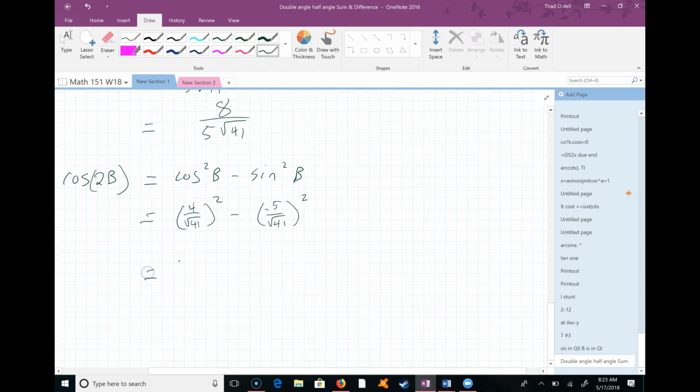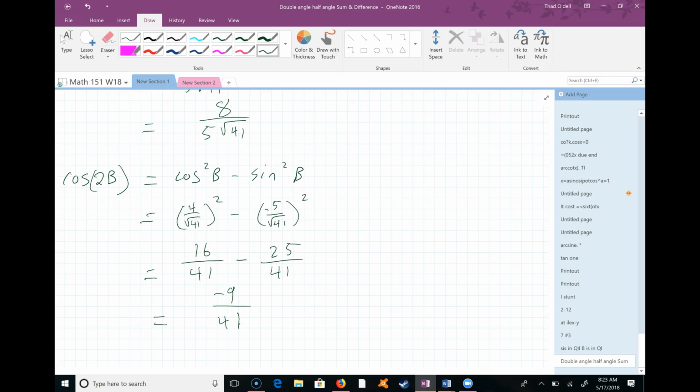So here we go. This is going to be 16 over 41, because the square root of 41 squared is 41. And this is going to be 25 over 41. Because again, the negative times the negative would be positive, so that negative doesn't affect this one, it just stays minus. So then we have 16 minus 25, over 41, so that'd be negative 9 over 41. Okay, so there's an example of a double angle identity.